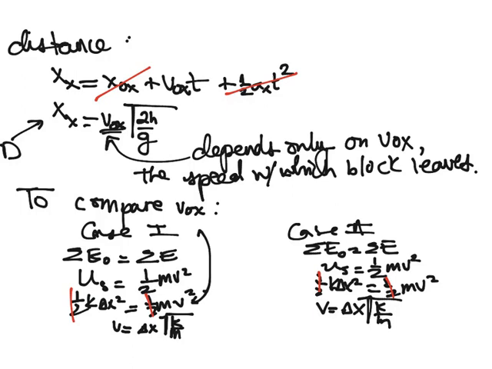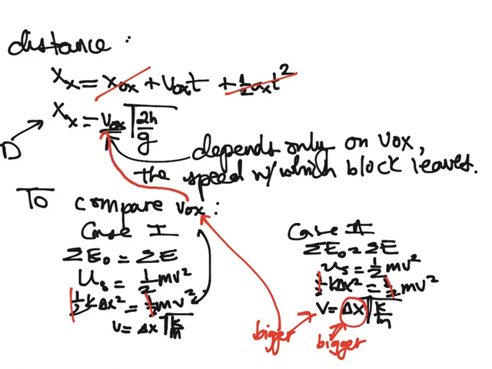Okay, we know that in case 2, we have a bigger delta x. Okay, so what that means is that we have a bigger velocity, okay, which means our VOX when this thing is flying off the table is bigger, which ultimately means that our XX is bigger in case 2. So in case 2, this thing flies a larger distance horizontal.